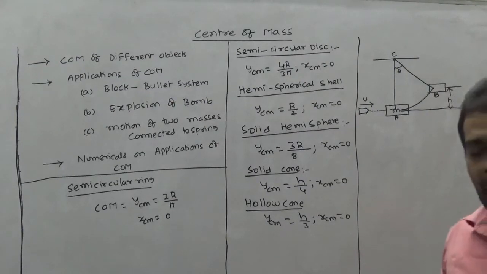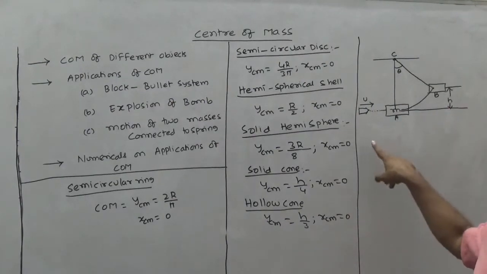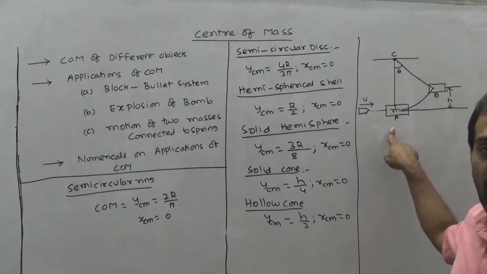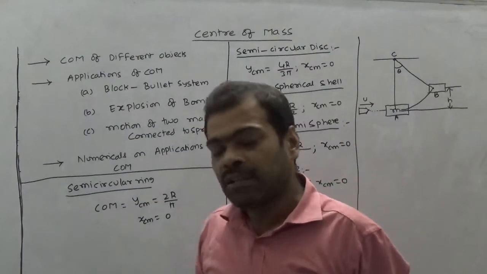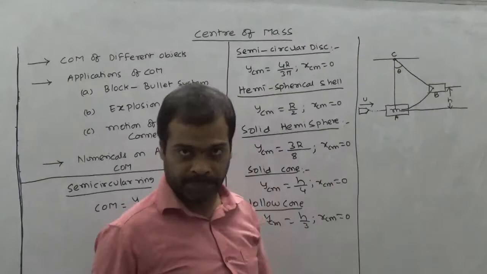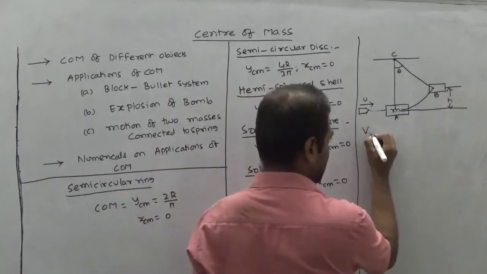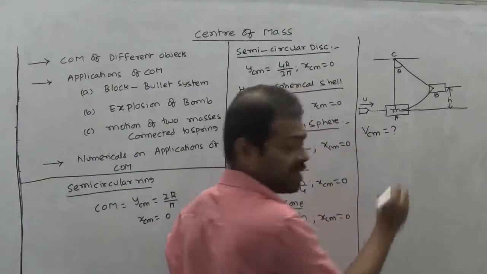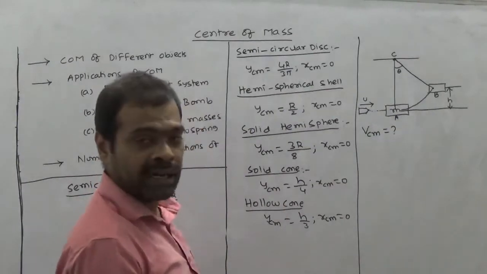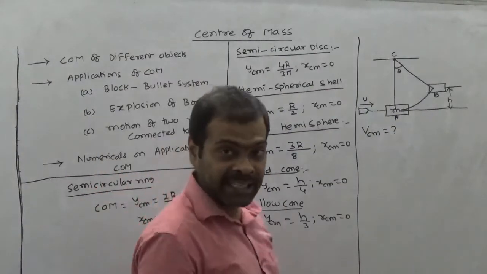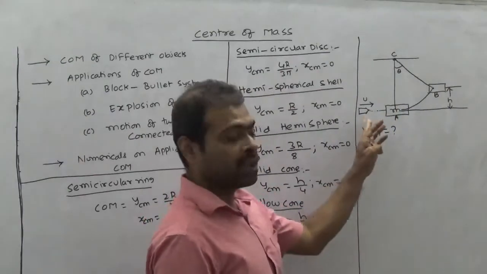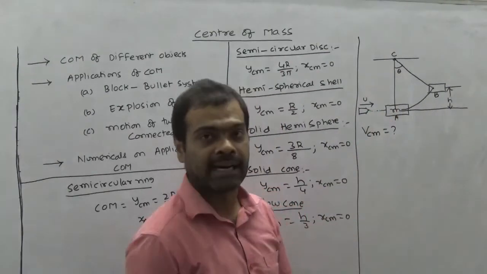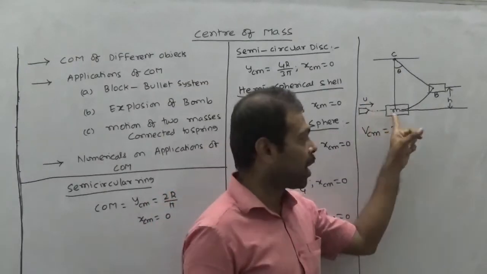Now, firstly, I want to find the velocity of the bullet and block system. That is, what is the velocity of center of mass for the bullet and block system? I need to find VCM. In order to find VCM, at the initial condition, before the bullet collides with or interacts with the block.